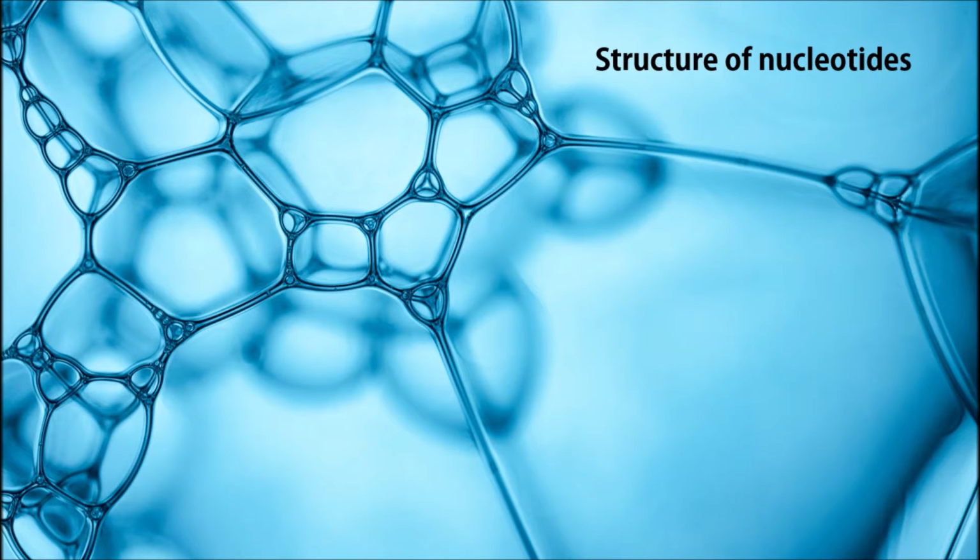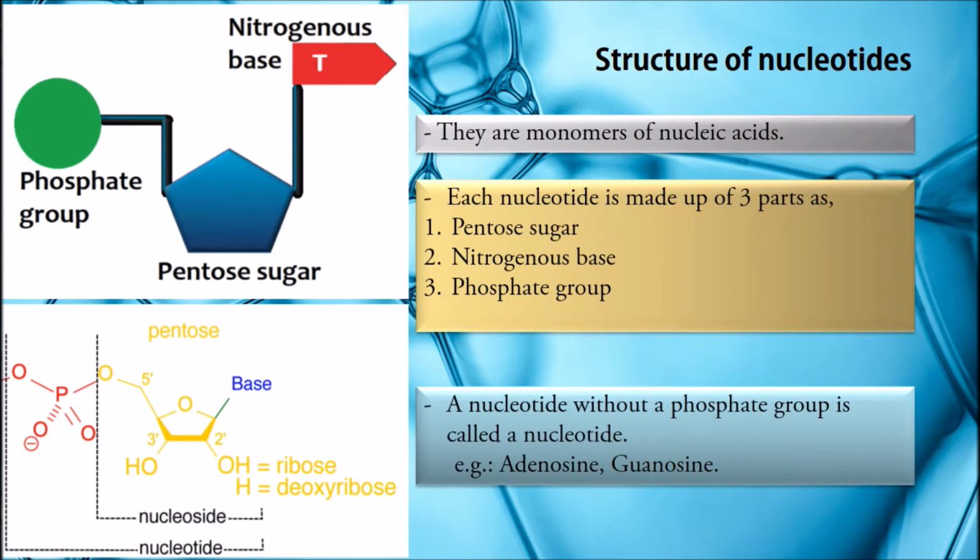The structure of nucleotides. They are the monomers which make nucleic acids. Millions of nucleotides combine to form a linear chain called a polynucleotide. Each nucleotide is made up of three parts: pentose sugar, nitrogenous base and phosphate group. A nucleotide without a phosphate group is called a nucleoside. Example, adenosine and guanosine.